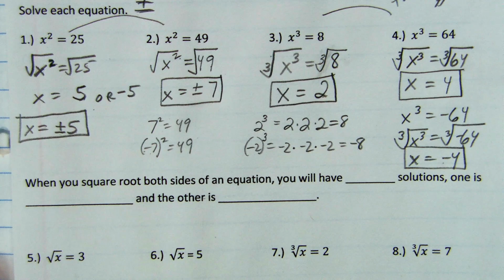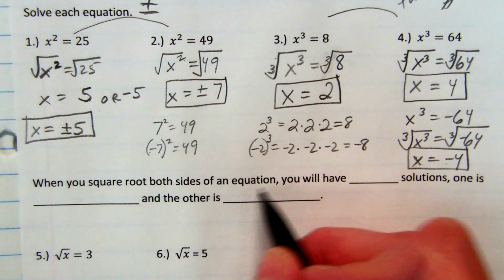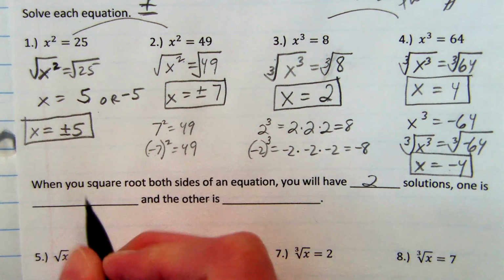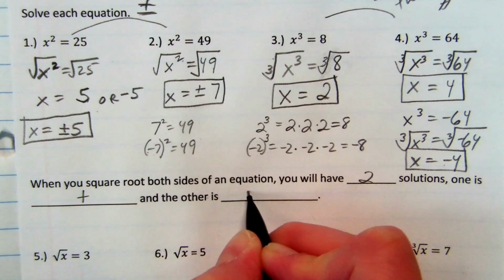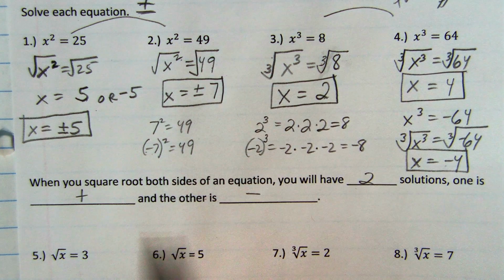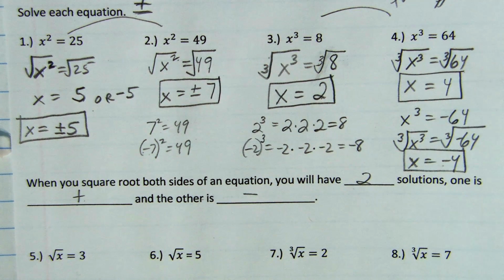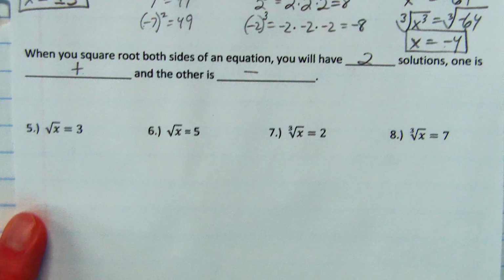All right, so down here it says when you square root both sides of an equation, you will have two solutions. One is positive and the other is negative. So I just used a plus and minus sign there. You could write the words positive, negative. There should be room there if you want to write that all out.